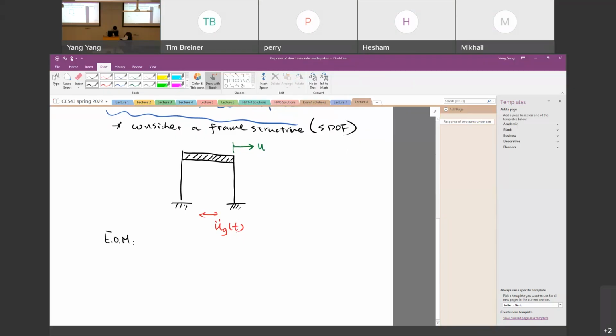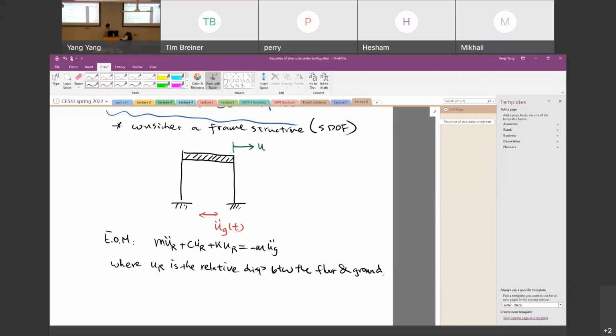Equation of motion, actually we talked about that. The equation of motion here can be expressed as inertial force plus the damping force plus the spring force equal to the external force. Right?